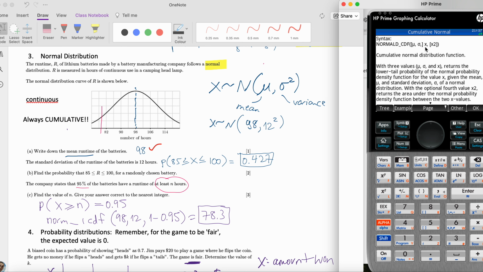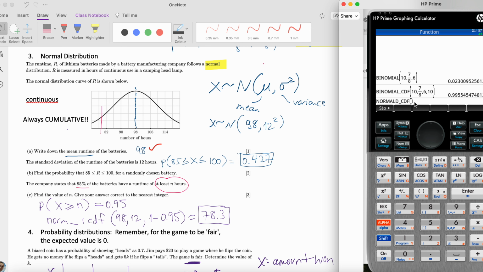You can hit help again. So mean, standard deviation, from, to. So we're going to go 98 and 12, and then 85 and then 100. And there's our answer.